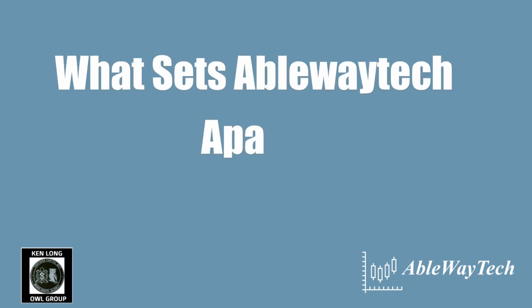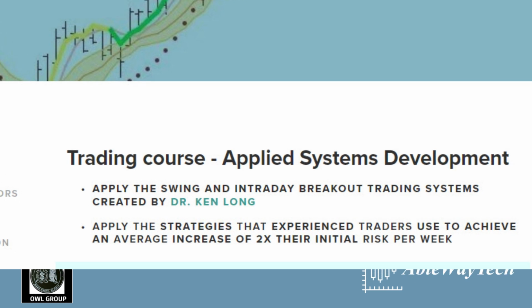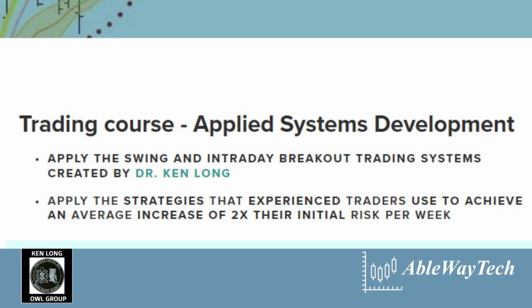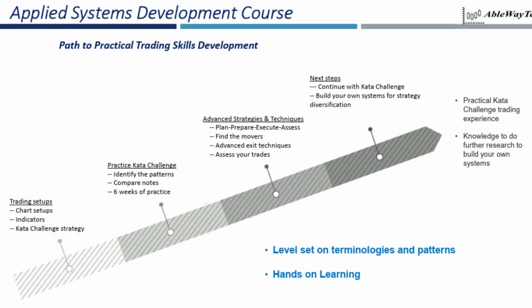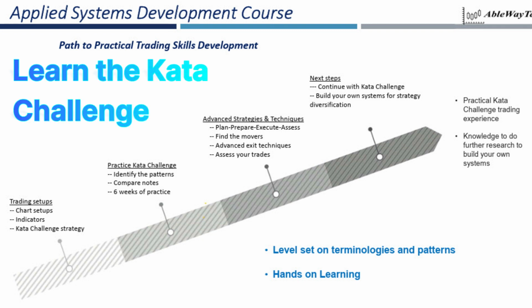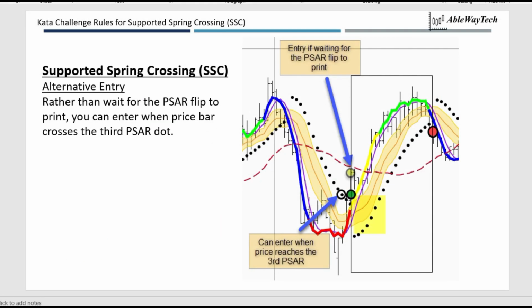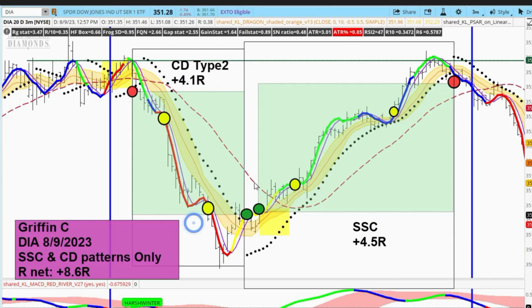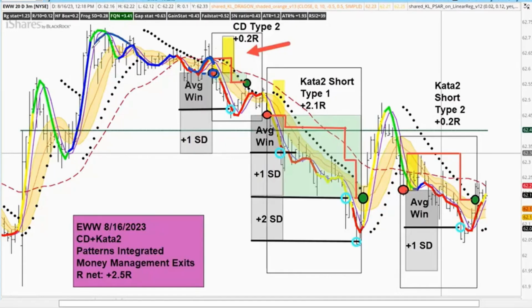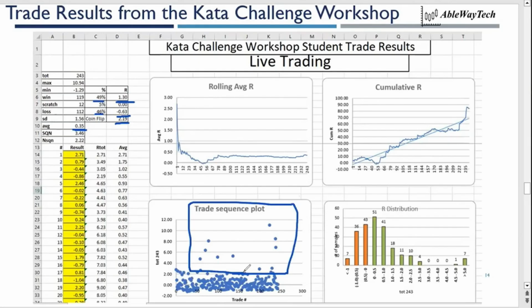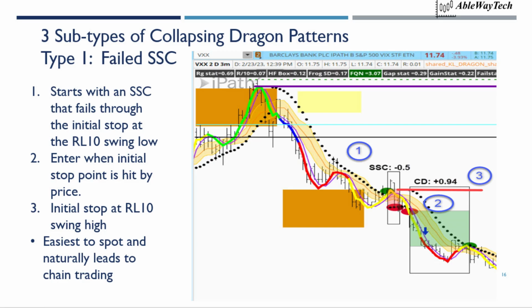So what sets Ablewaytech apart? Let's delve into our flagship program, the Applied Systems Development course. In collaboration with Dr. Ken Long, our course features the Kata Challenge system, a comprehensive online program designed for traders of all skill levels. We don't just teach you theory, we emphasize practical application, showing you how to put that theory into action. Starting with the simple yet highly effective Kata Challenge system, we learn to think like a trader in probabilities, tackling one pattern at a time to avoid feeling overwhelmed.